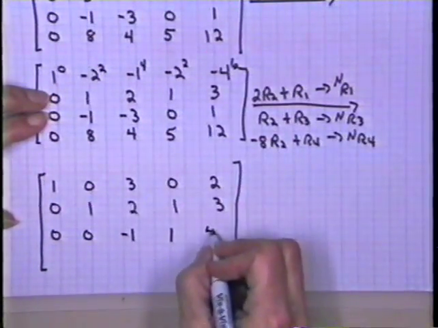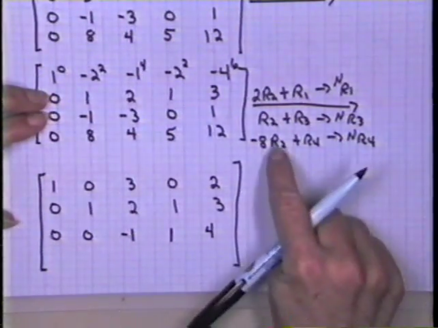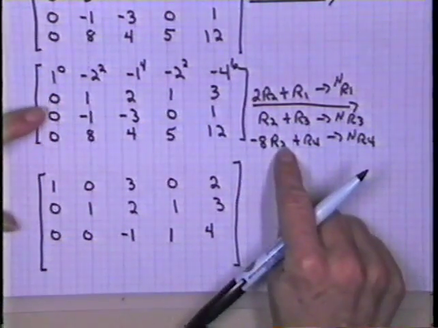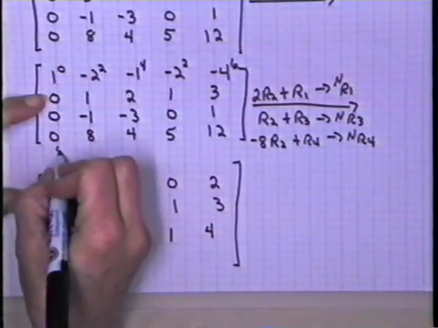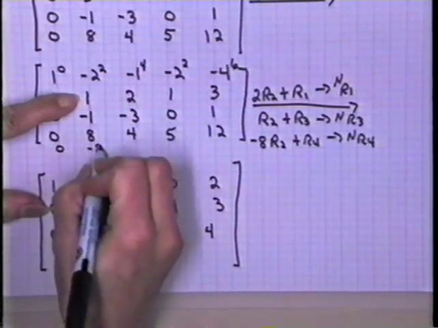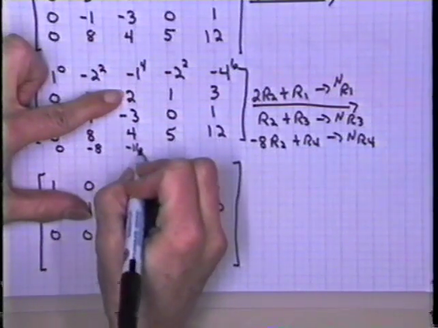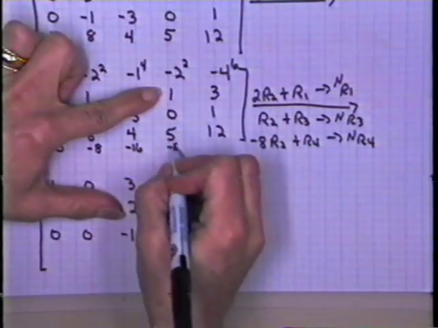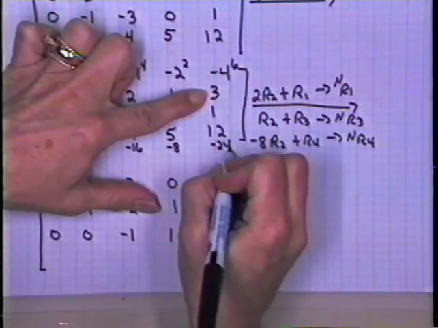3 and 1 is a 4. Okay? Alright. Then again, negative 8 times row 2. So let's look at row 2 and multiply by negative 8. Negative 8 times 0 is 0. Negative 8 times 1 is negative 8. Negative 8 times 2 is negative 16. Negative 8 times 1 is negative 8. Negative 8 times 3 is negative 24.